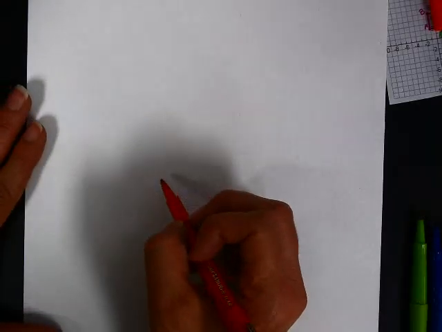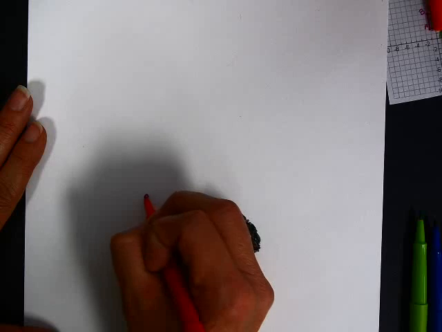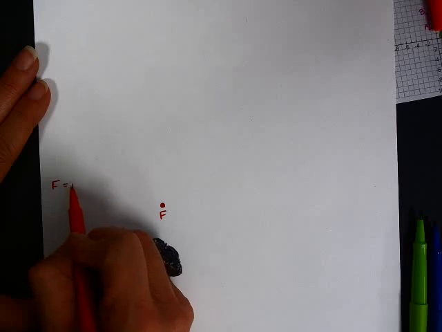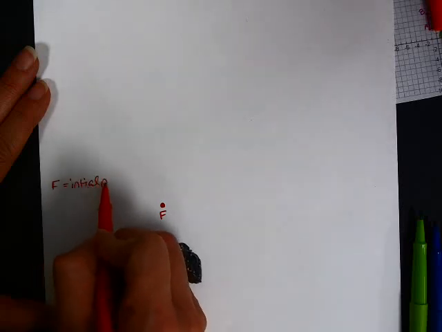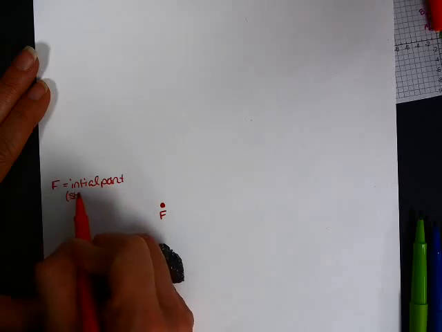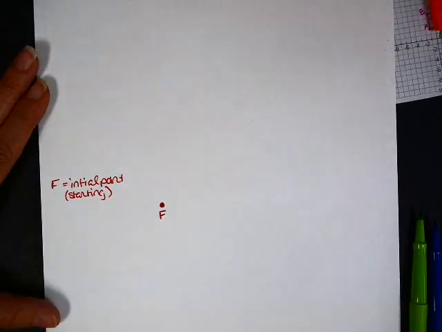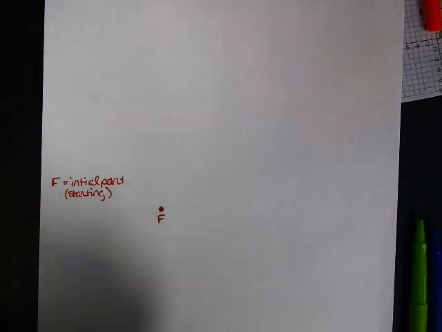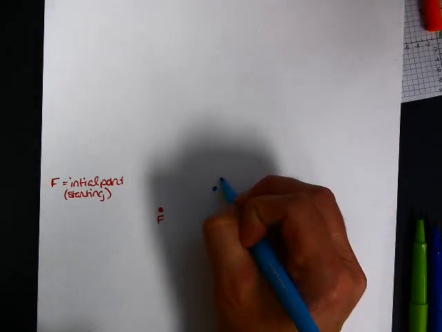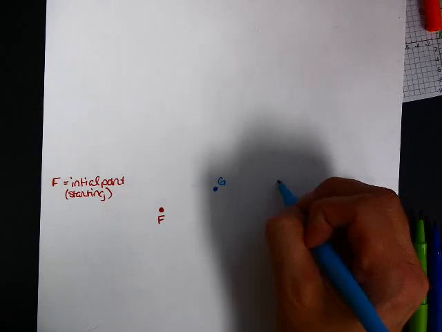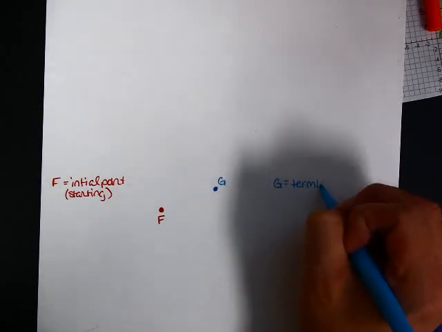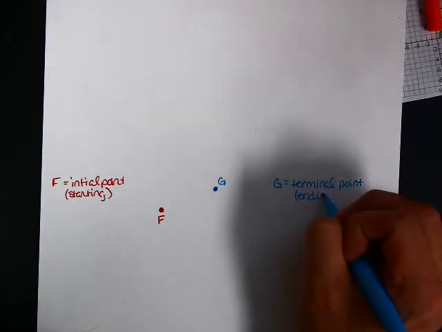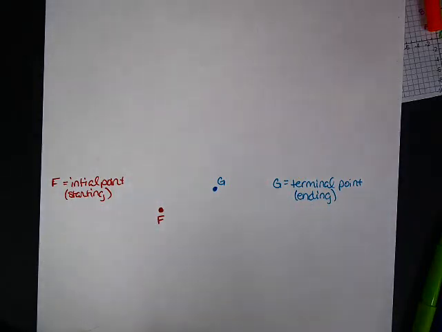I'm going to start with my initial point, F. Okay, F is my initial point. Or you might want to use the word starting point. That's where you begin. Okay, G is going to be my terminal point. Or you might want to refer to it as the ending point. Terminal or ending point.